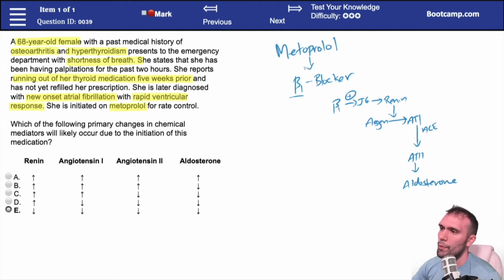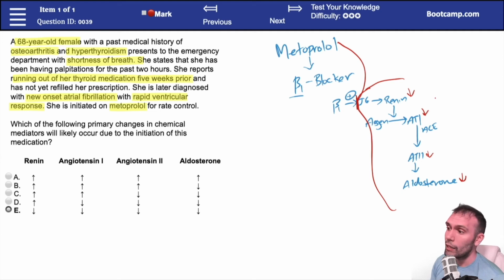Okay, so let's see what would happen if I use metoprolol. If I block the beta-1 binding to the juxtaglomerular cells, what's going to happen? Well, all of these downstream should actually drop, right? Because I'm blocking the pathway way up here. So everything downstream should actually be low, and that's why E is the right answer, okay?